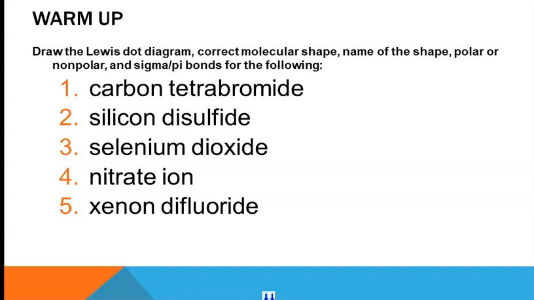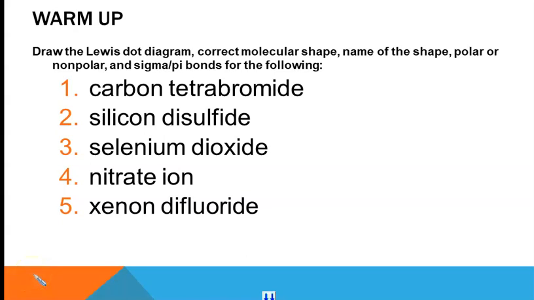So up here I have the warm-up that we would do in class if we were face-to-face. If you want to pause this video and see if you could do the Lewis dot diagram, the correct molecular shape, name the shape, tell me if it's polar or non-polar, and how many sigma and pi bonds, you can do that. If you don't want to pause the video, I'm going to work through these because we're going to use these 5 as an example to learn bond order and to learn hybridization. Otherwise, we're just going to keep rolling.